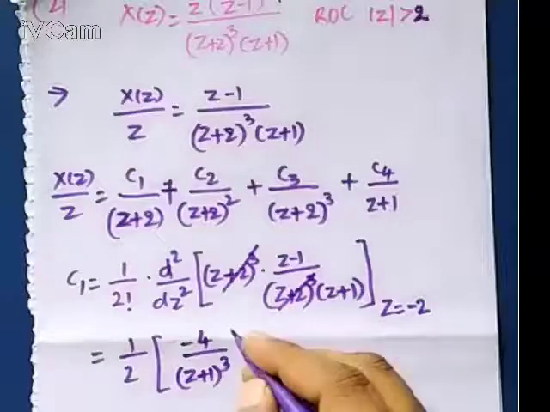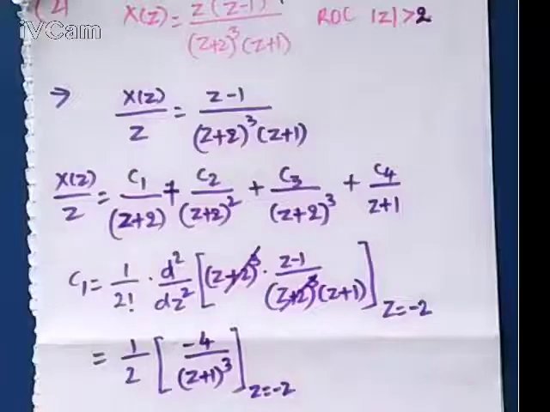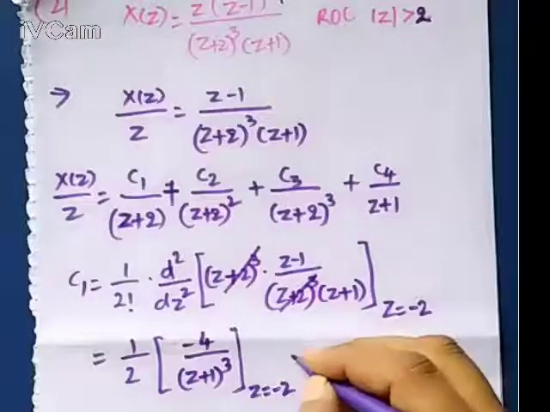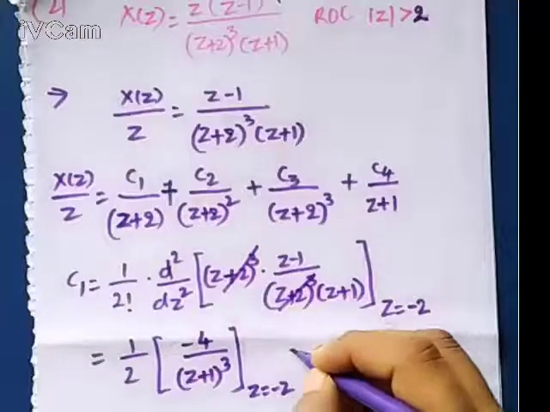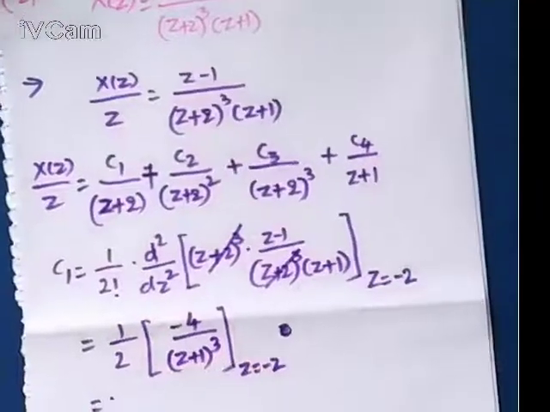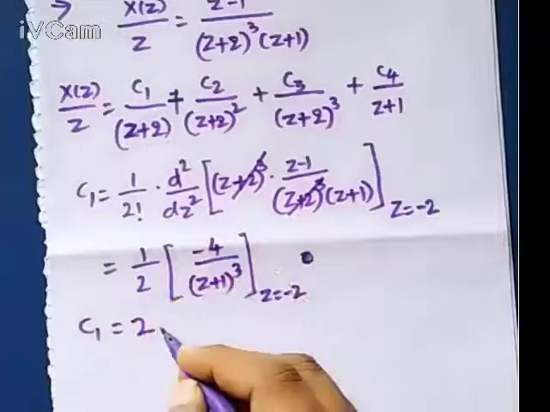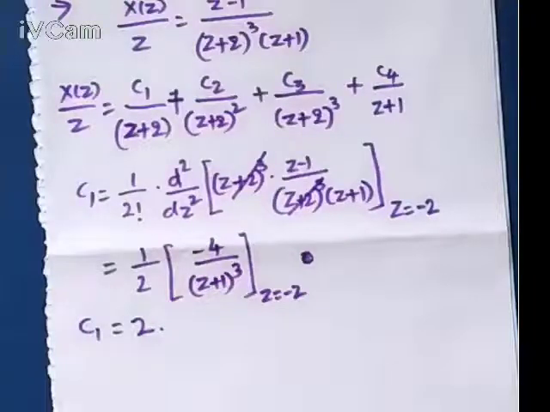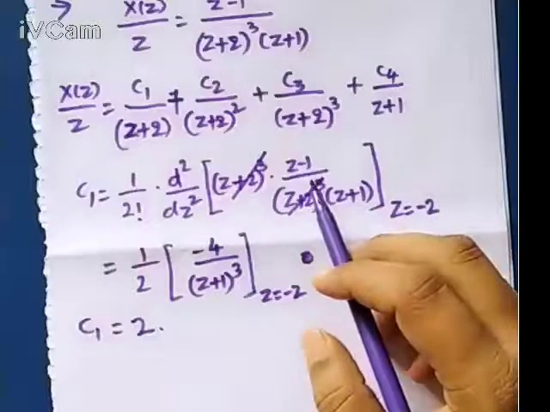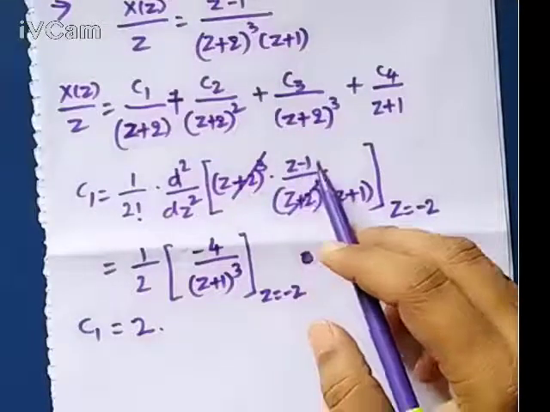Okay, still we have not put the value z equal to -2 here, so if you substitute z equal to -2, we will get C1 equal to 2. Okay, so simple है ये जो डेरिवेशन है, डेरिवेशन ऑफ z रहेगा, लाइक इट इज z minus 1 अपॉन z plus 1.